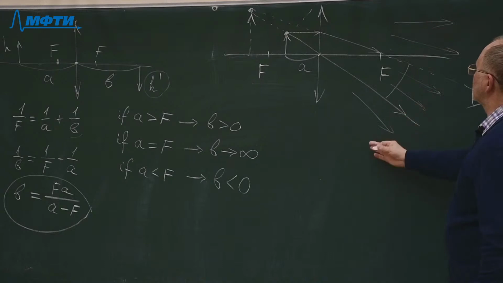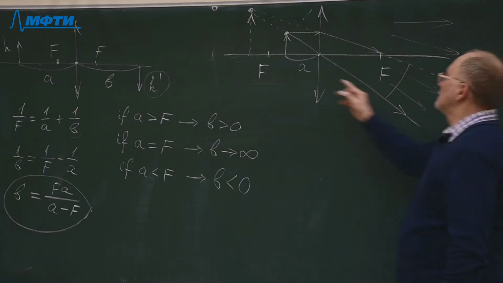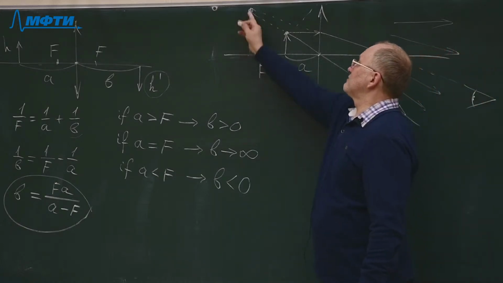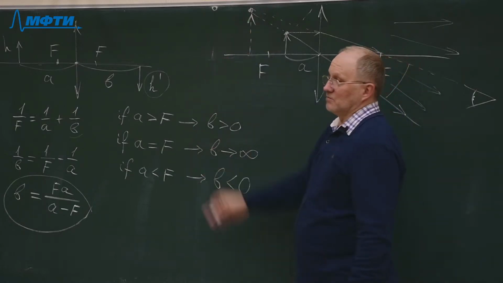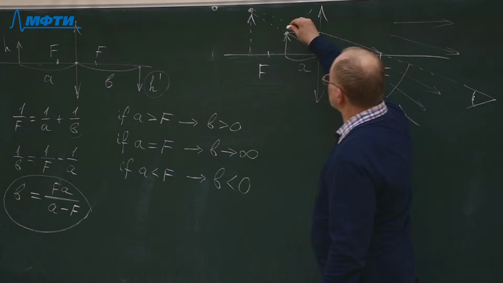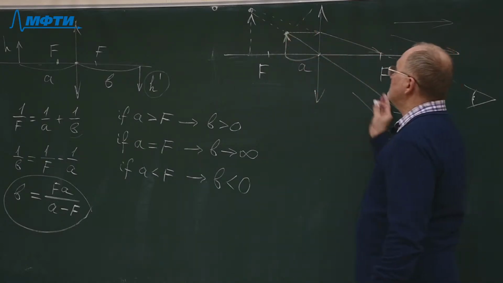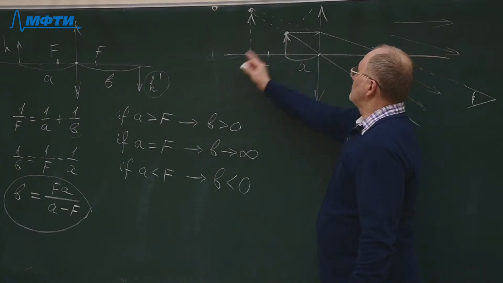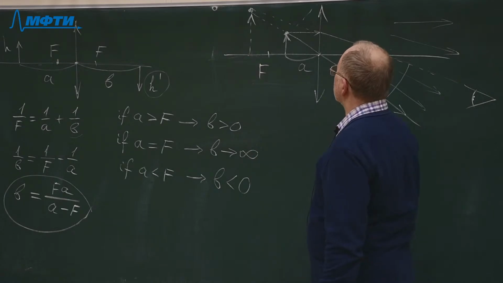All the divergent rays will be focused by the human eye, and we will perceive the image as if standing here. Actually, there is no object here. The object is located at this point, but the image of this object will seem to be located here.